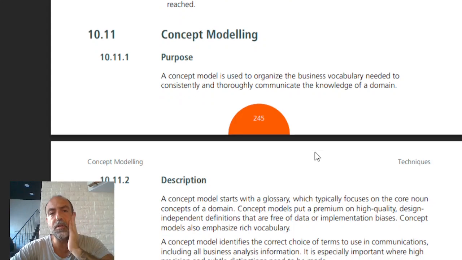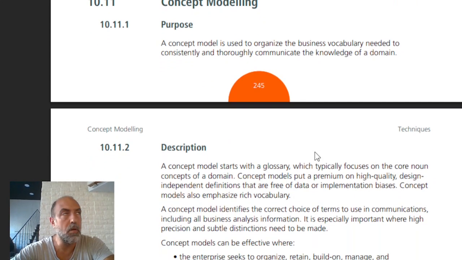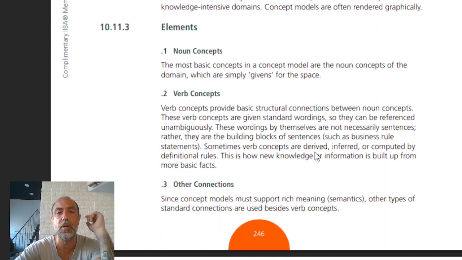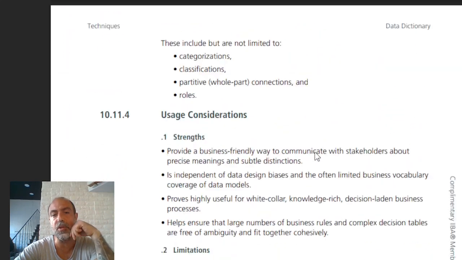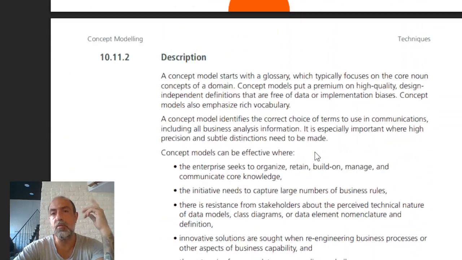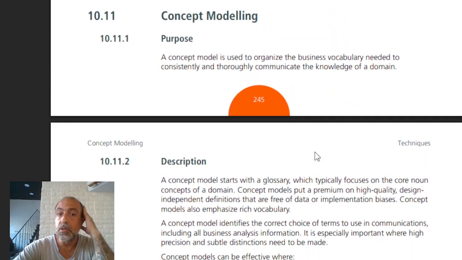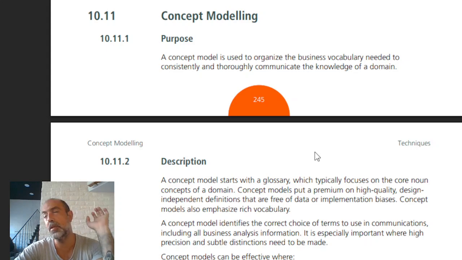And 10.11, concept modeling. Okay, so I feel like what I started doing is, because there's a familiar pattern in every single one of these chapters. It's like 10.1, 10.2. They all have a purpose, a description, the elements of it, and the usage considerations, which is ultimately pros and cons. So anytime I read the title right now, I go like, what are they talking about? And then I try to attach it to something that's in my head.